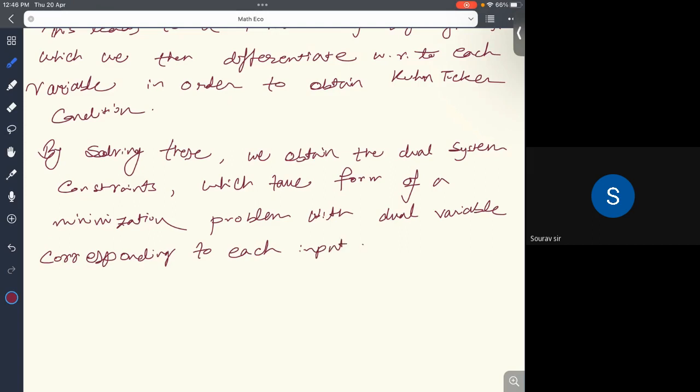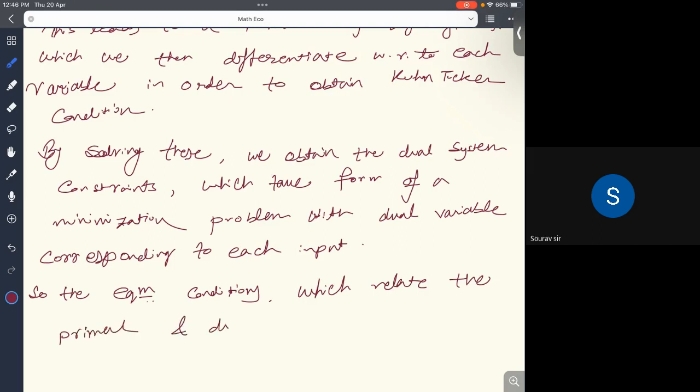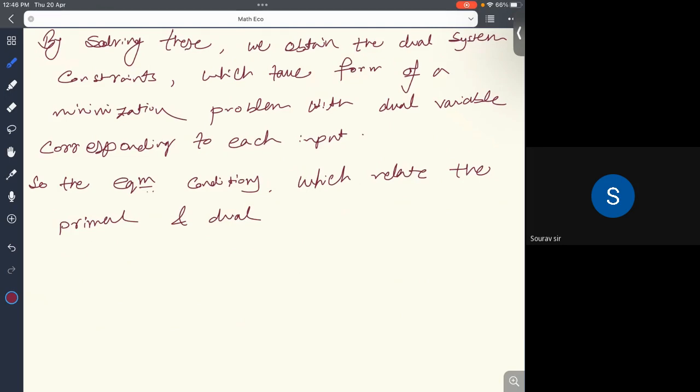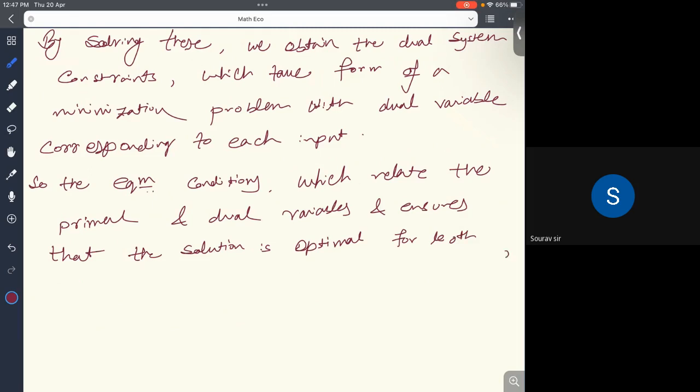The equilibrium conditions relate the primal and dual variables and ensure that the solution is optimal for both, and can also be derived from the Kuhn-Tucker conditions.